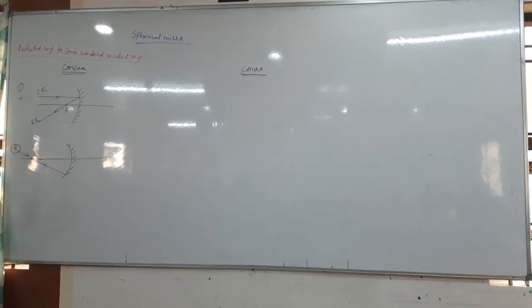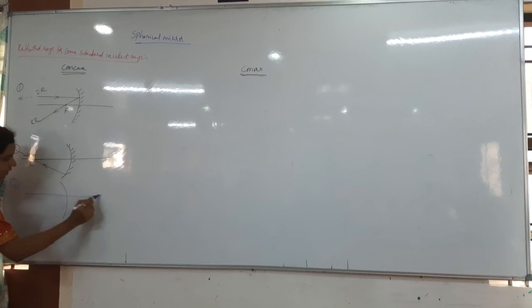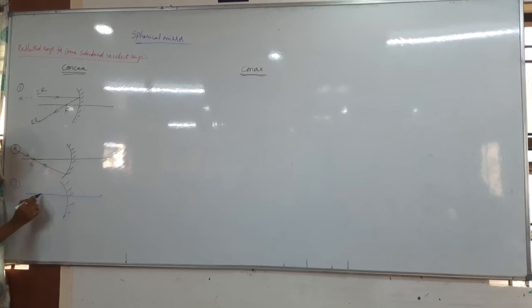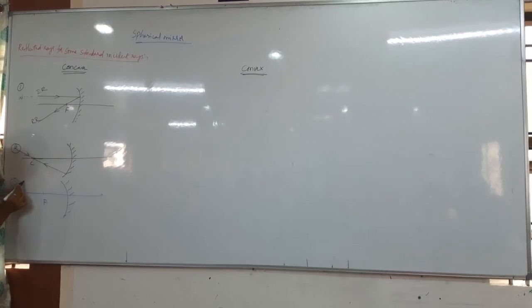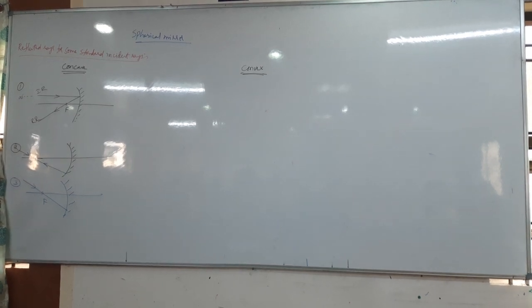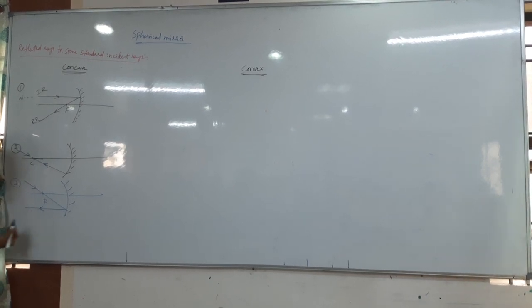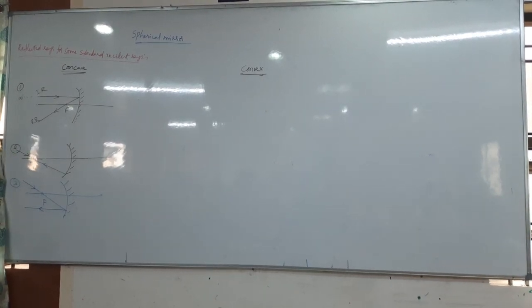Okay, then the third type of ray: I have taken the same concave mirror again and now my ray is incident through the focus. Then what happens? See, it is coming through the focus, so it will go in which direction? Parallel direction only. It will reflect back parallel to the principal axis.